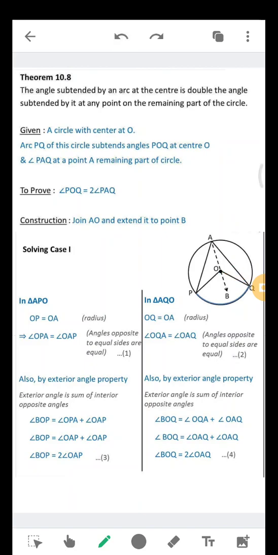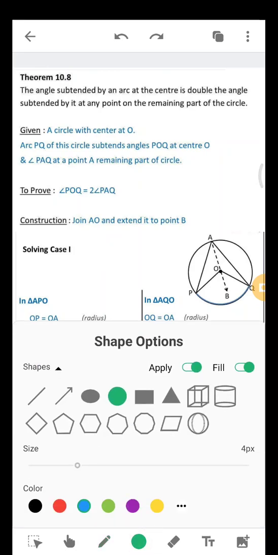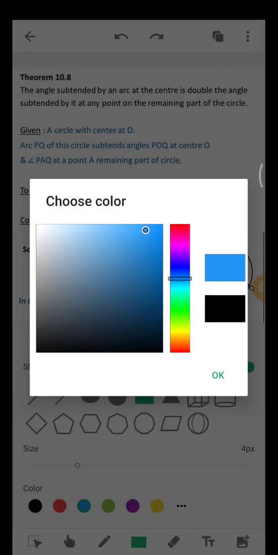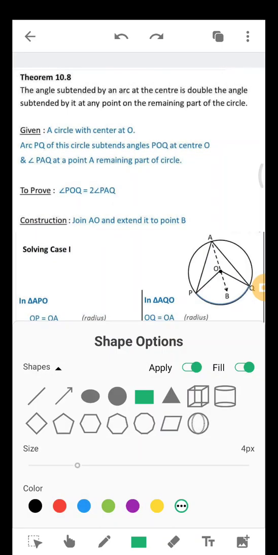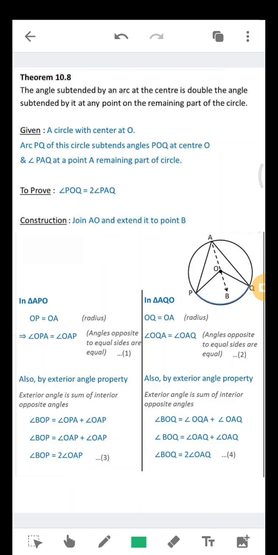Now I can say these two triangles are isosceles triangles. In triangle APO, I can say OP is equal to OA. Why? Because these are radii.